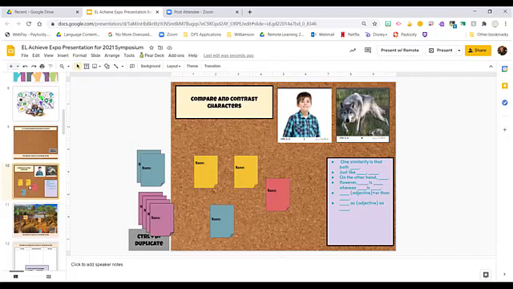Here's another one, a virtual jot thoughts, showing what it looks like in the 4th unit of visual arts, comparing and contrasting characters in Peter and the Wolf. So here you can see both the language supports and the picture supports. Again, either students would type their responses or the teacher would type their responses on the sticky notes, and then they drag and drop them onto the board.